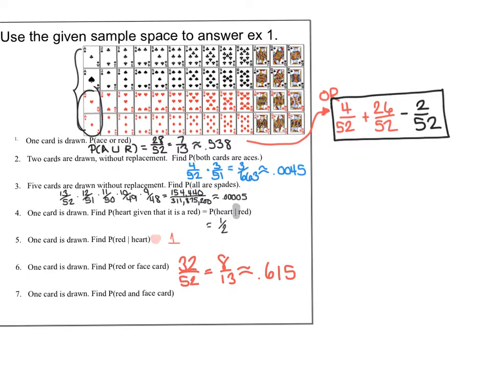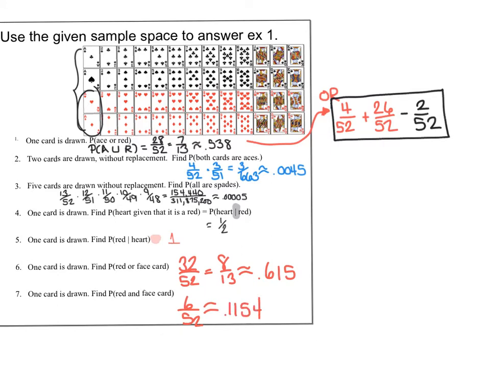Finally, 7, 1 card is drawn. Find the probability of drawing a red and a face card. So which ones are red and face? I see 6, these 6 right here, and that's 6 out of 52 then, which reduces, and as a decimal is 0.1154.